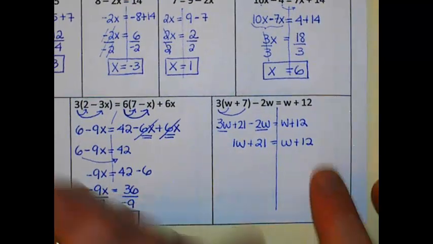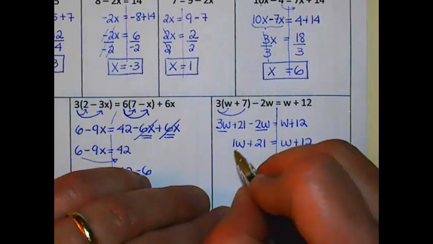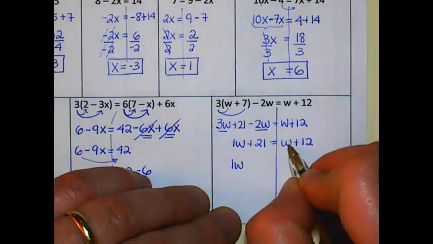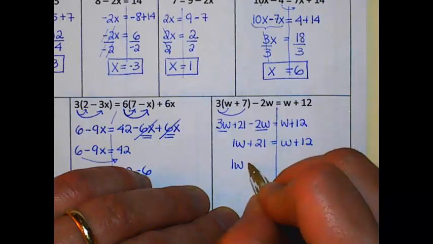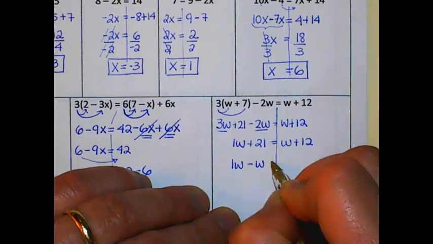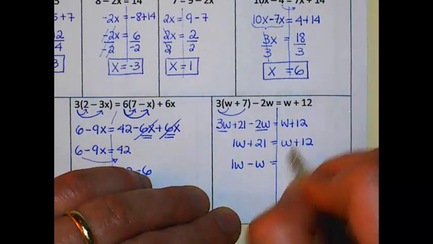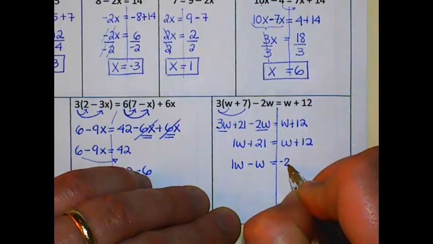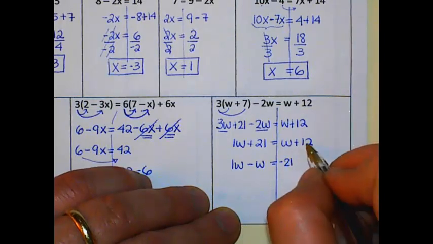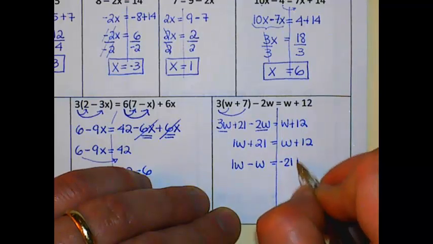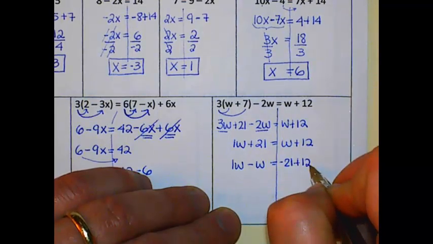Now that you brought it down, let's rearrange. This is 1w. I'm going to bring this guy over to the other side. This will be negative w. The 21 is going to go to that side, so it will be negative 21. And the 12 will stay there, so we'll just leave it there.